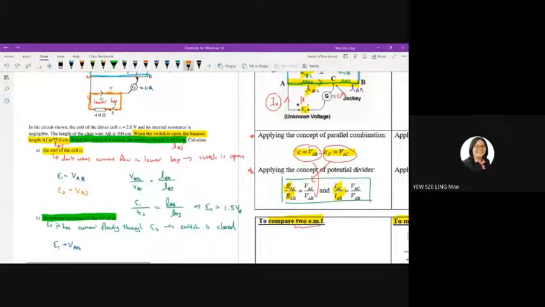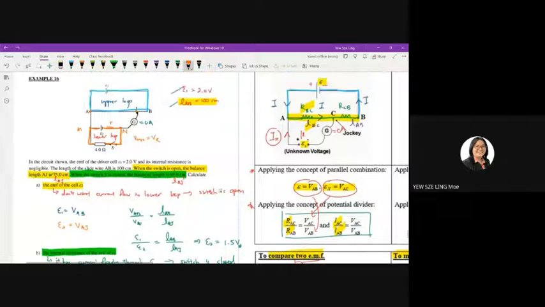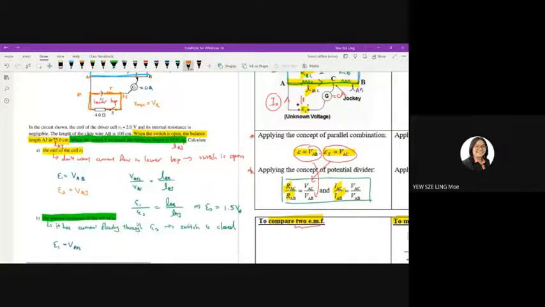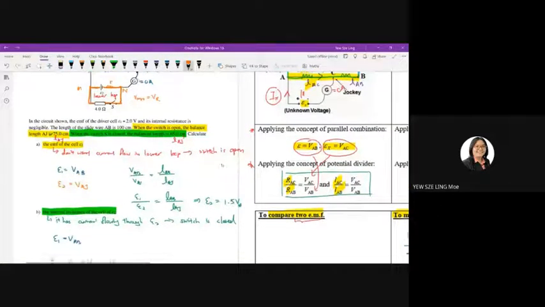At this point, let's say this is my VMN. My VMN equals VR because I have just one resistor. If you have more than one, of course, you need to find the resultant resistance. All right, so this is then equal to VAJ prime, because now you have a new length.